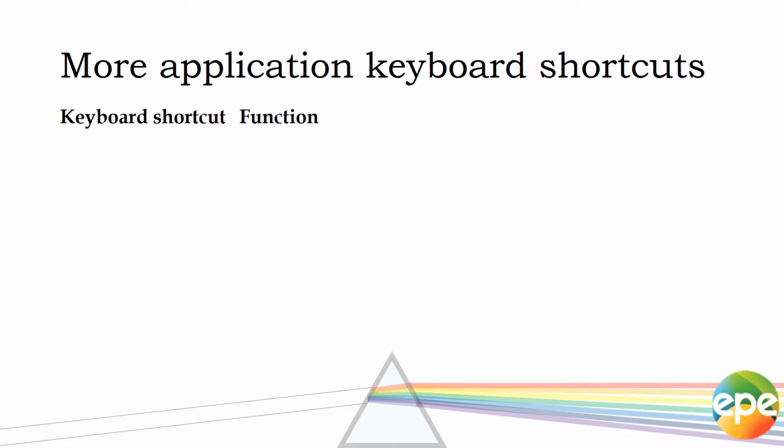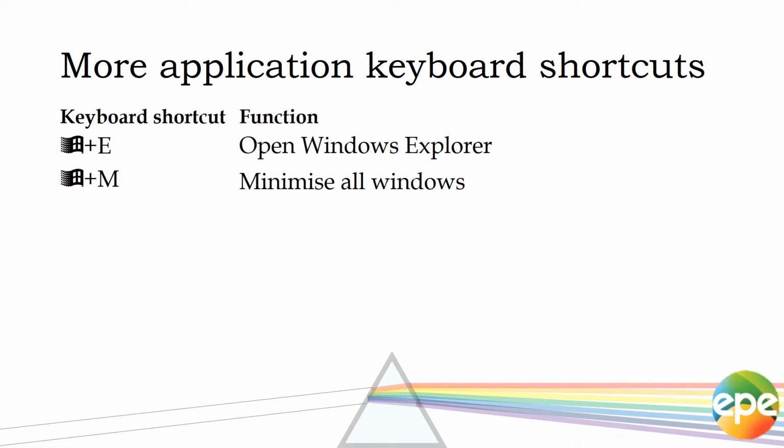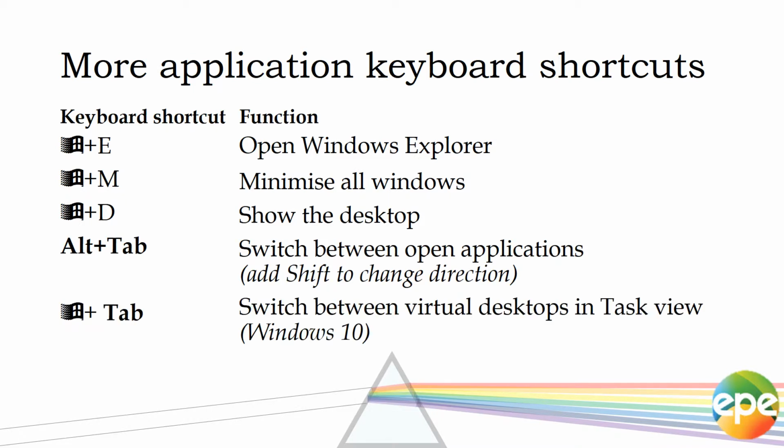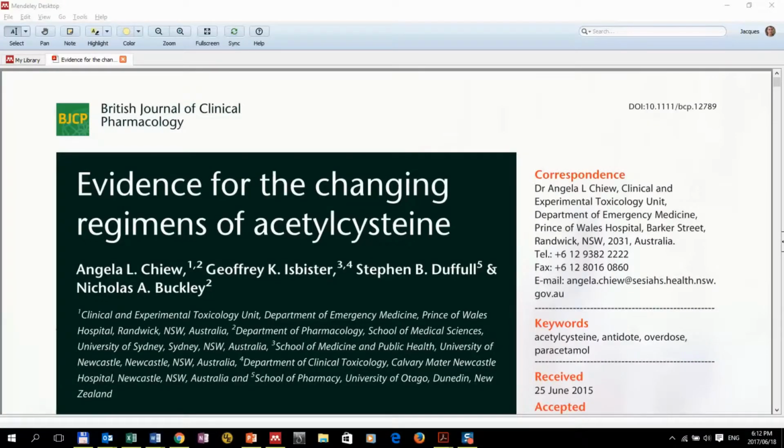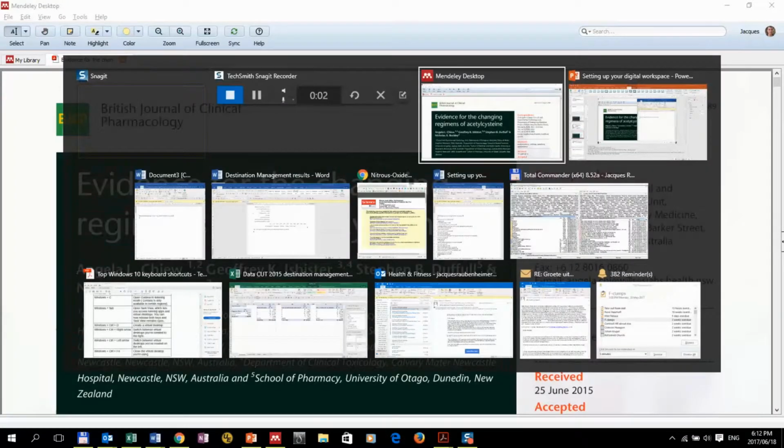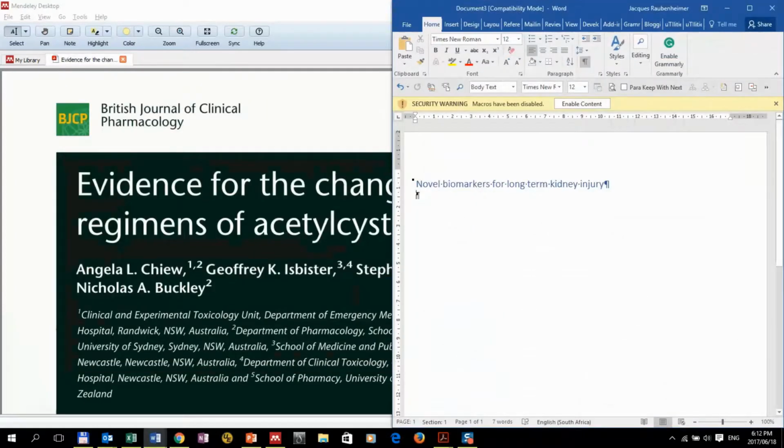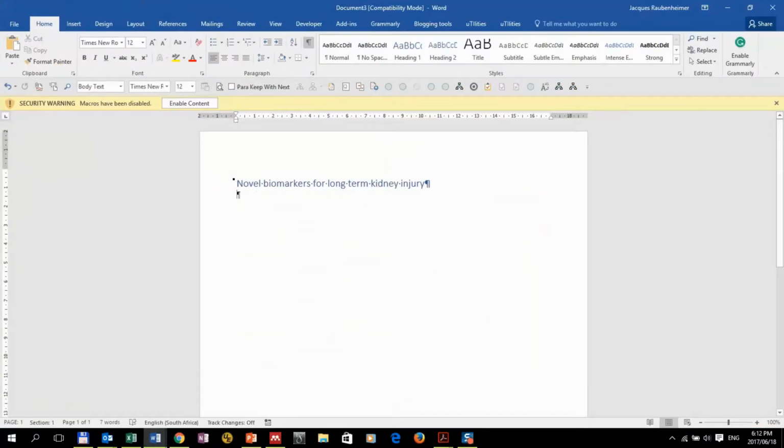You can also use the Windows key and E to open Windows Explorer, the Windows key and M to minimize all open windows, or the Windows key and D to show the desktop, which has essentially the same effect as Windows key and M. You can switch between the open applications using Alt and Tab, and reverse direction using Alt, Shift and Tab. And if you're using Windows 10, you can go to Task View and switch between virtual desktops using the Windows key and Tab, but I will not delve deeper into that topic in this video.